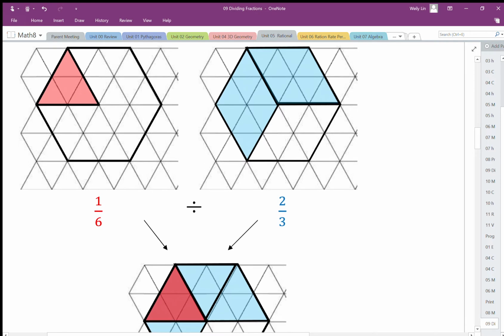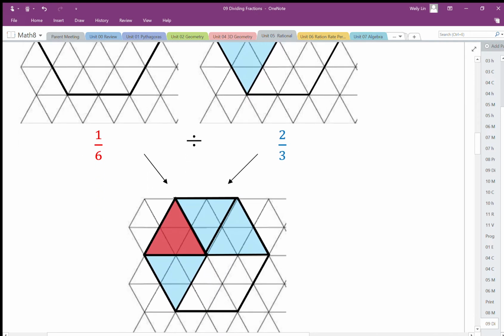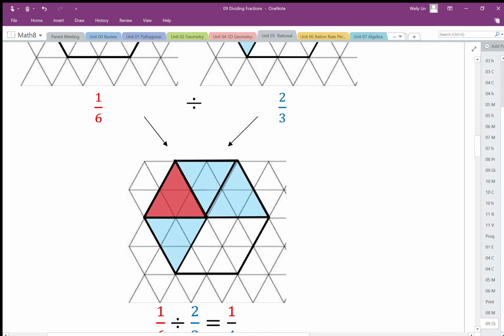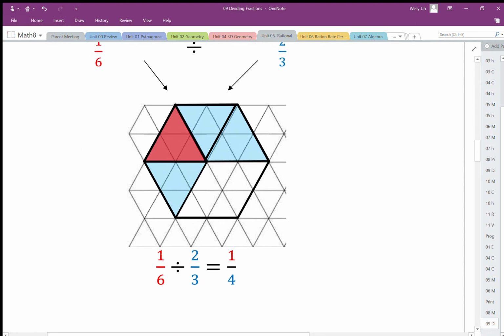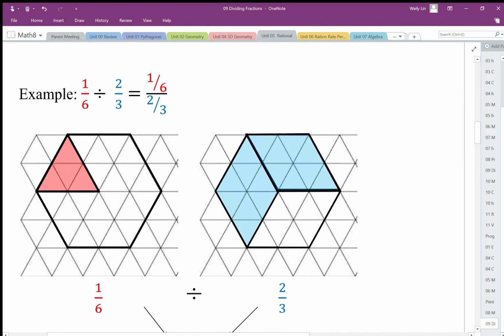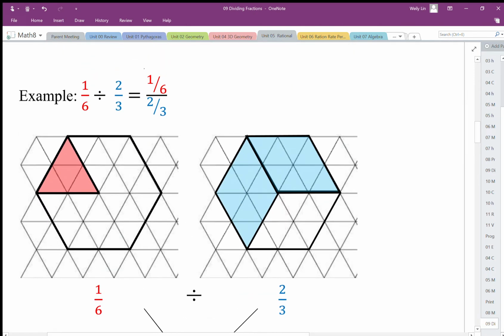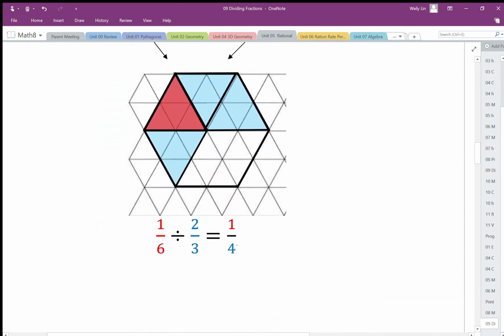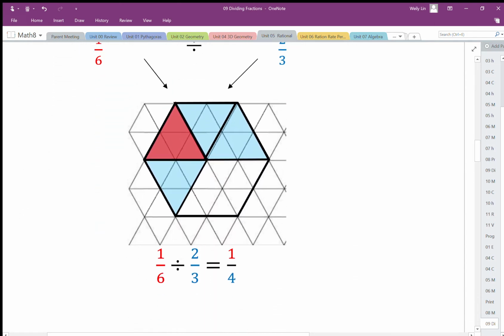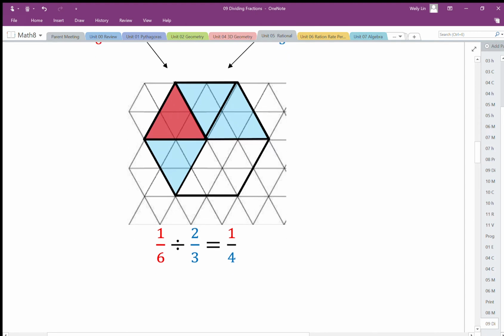So when we do that, we can see that the 1/6 is 1/4 of the 2/3 fraction. So it's a 1-to-4 comparison. So when I divide 1/6 divided by 2/3, or 1/6 in the numerator and 2/3 in the denominator, the answer is going to be a 1-to-4 ratio, or 1/4. So we can say that 1/6 divided by 2/3 is equal to 1/4.